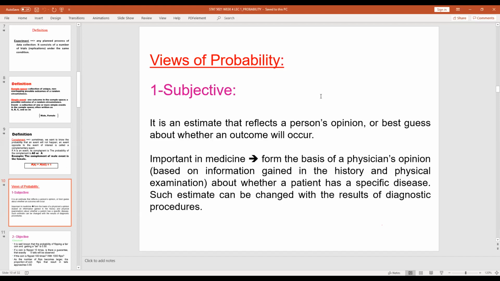At times we use experience to tell about the probability of the occurrence of an event. What the subjective approach is trying to tell us is that events in the sample space are not equally likely. Not equally likely means that some events have a greater chance of occurring than others. I'm going to give you an example right now.